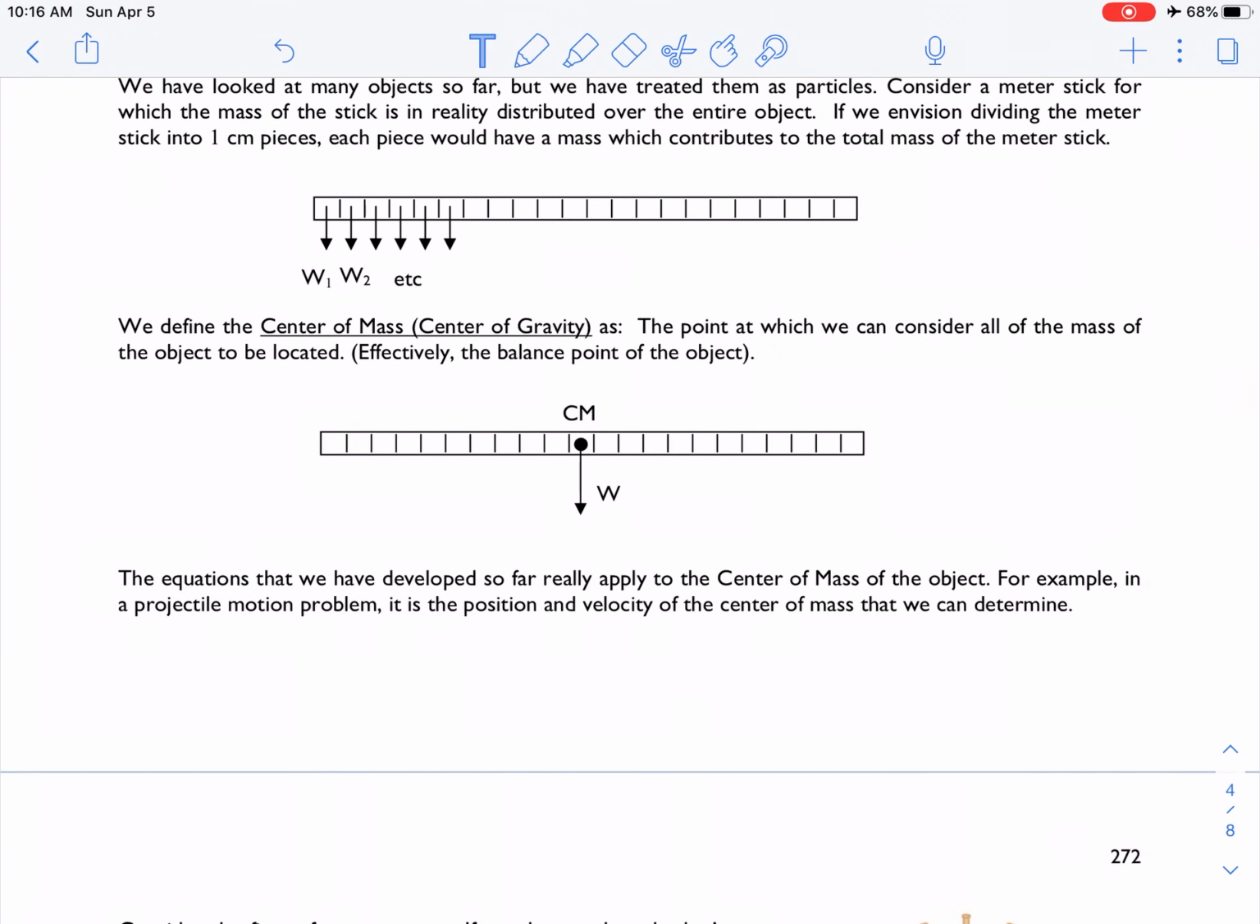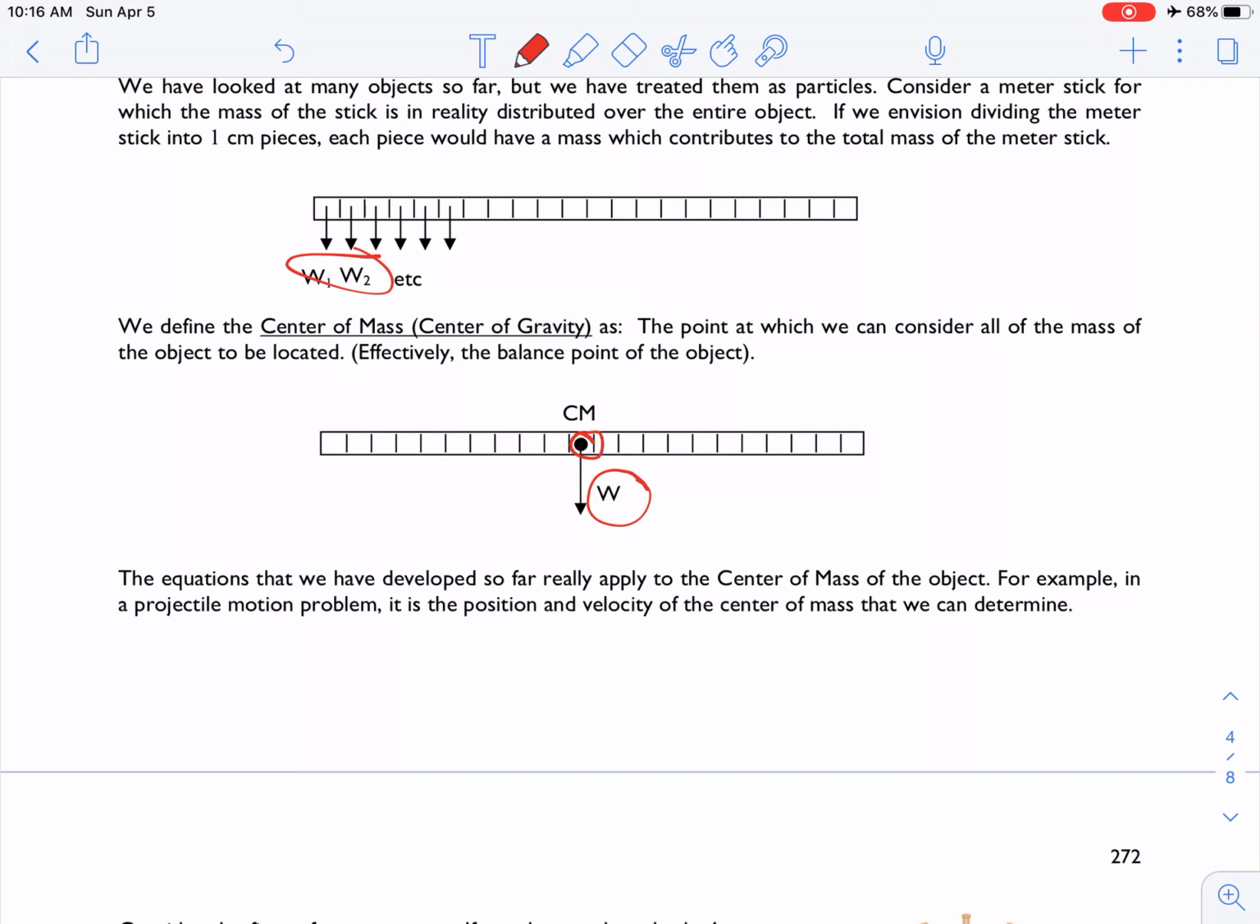So here, CM stands for center of mass. Again, W is all the weight forces. We had several of them. In this case, we had 100 of those weight forces, but this W is the total weight. So it is as if the entire meter stick is condensed at that single point at the center and has a weight of W. Okay, that's the total weight.